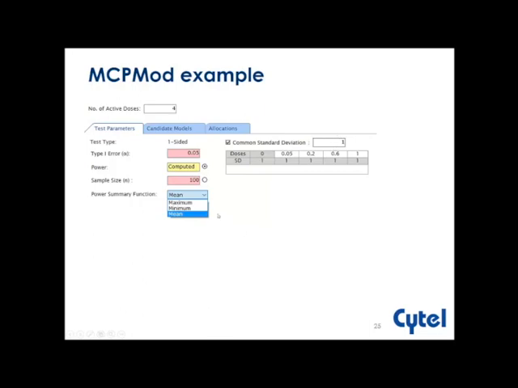The power of the design is going to be a function of the individual powers from each candidate model. Remember, each candidate model will generate an optimal contrast with power to detect proof of concept, and the power of the overall design can be summarized by one of these functions: mean, minimum, or maximum. I'm going to just choose mean for this example. So those are the test parameters.